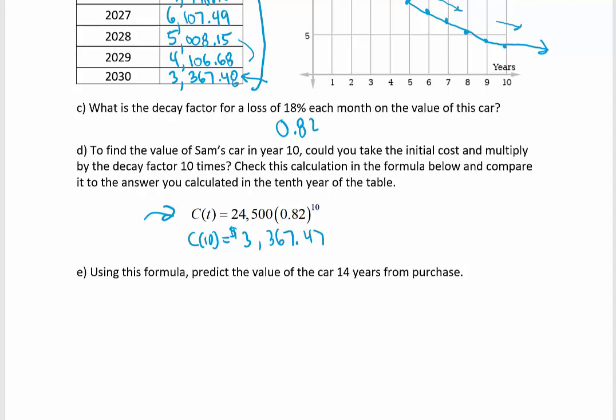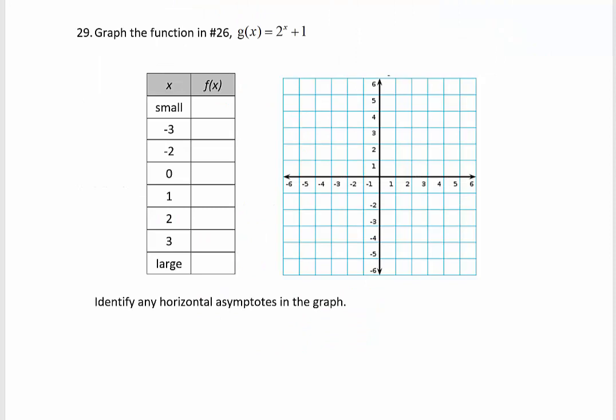Using this formula, predict the value of the car 14 years from now. All right, so 14 now. So we're going to take 24,500, take our decay factor now to the 14th power. So 0.82 raised to the power of 14 equals, leave that value, multiply it times 24,500, and that would tell us that in 14 years the car is worth $1,522.51.